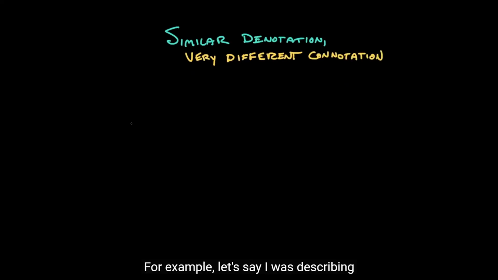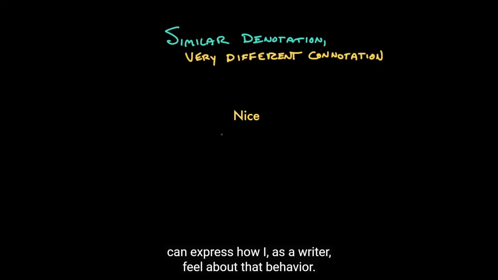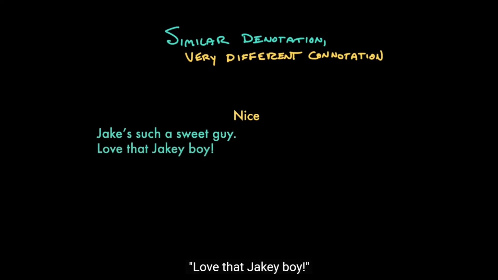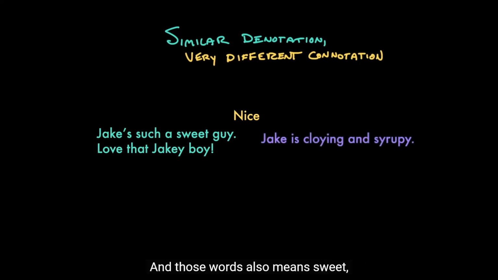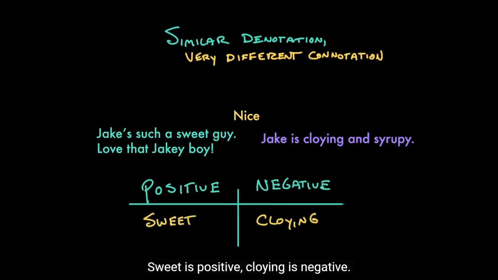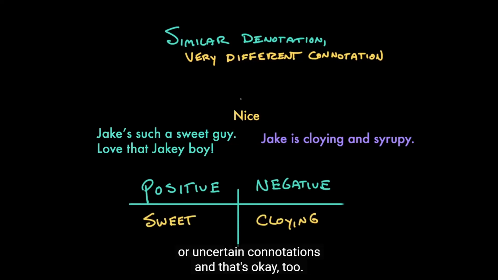For example, let's say I was describing someone whose behavior was nice, like they were behaving in a kindly way. The way I describe that person can express how I, as a writer, feel about that behavior. If I trust the person, I could describe them as sweet as sugar. Oh, Jake's such a sweet guy. Love that Jakey boy. But if I didn't trust that person, like if I thought that this hypothetical Jake's show of kindness was fake, I could say that he was cloying or syrupy. And those words also mean sweet, but they have a connotation of too much. Cloying means too sweet. So you can sort these words into positive and negative connotations. Sweet is positive, cloying is negative. Some words will have neutral or uncertain connotations, and that's okay too.